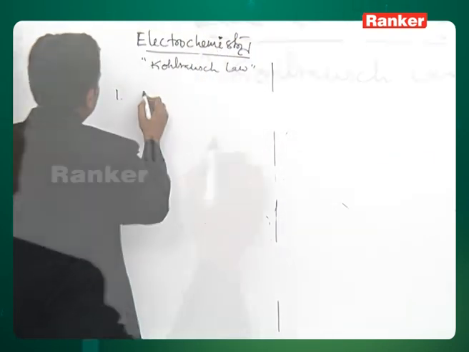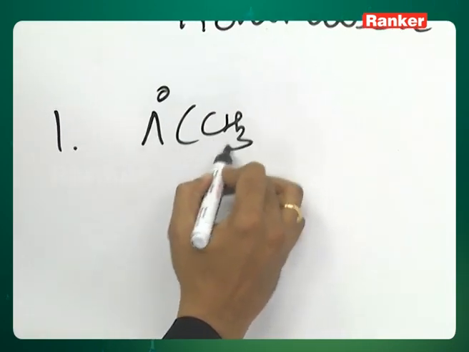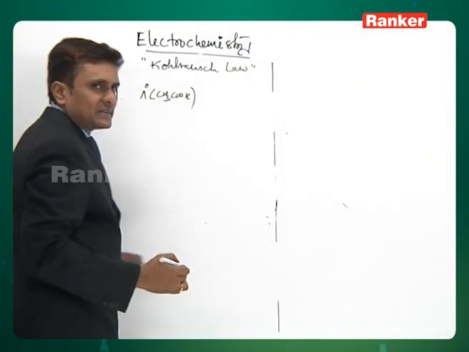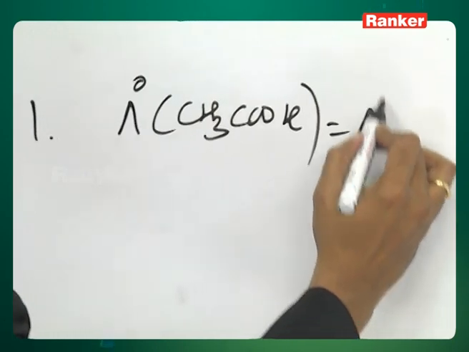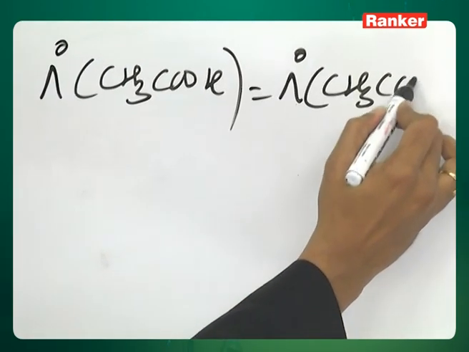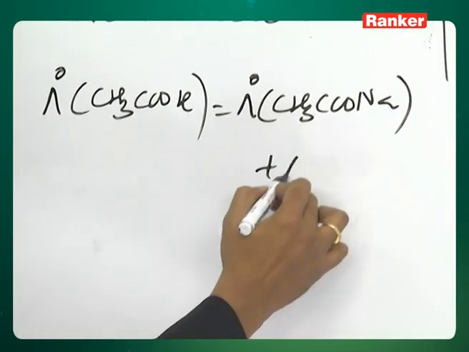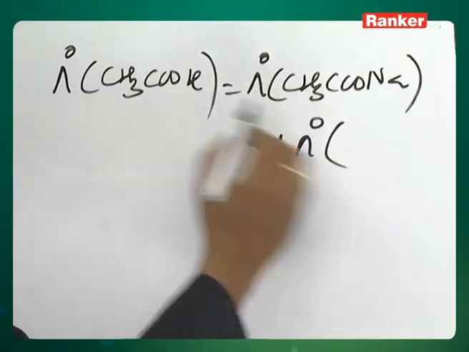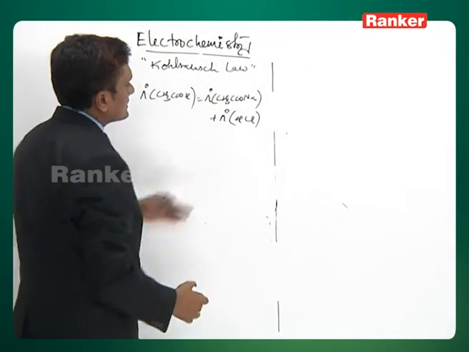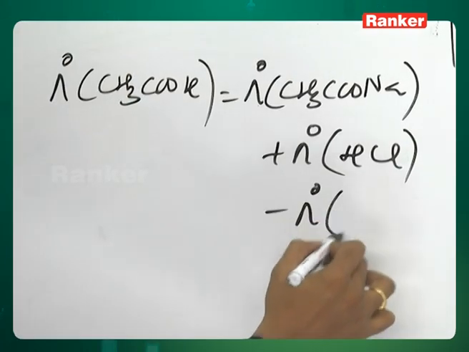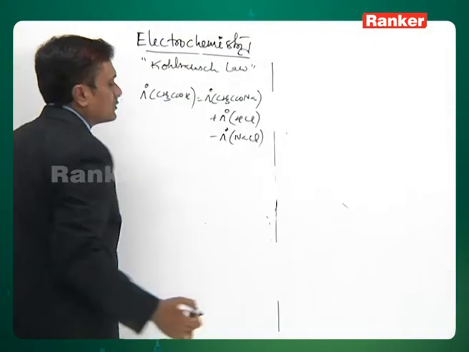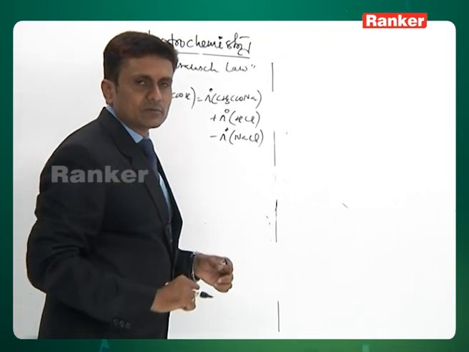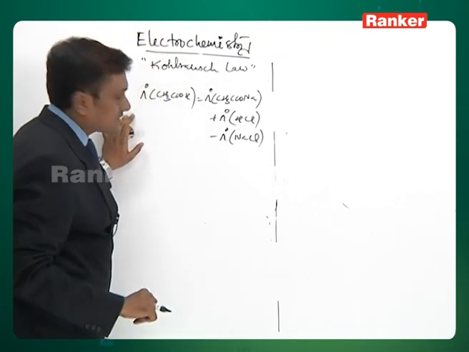For example, I have the lambda naught of acetic acid to be obtained, for which I will take the help of the strong electrolyte, for which I can do it by means of extrapolation. Then I will eliminate the unwanted term. You can see I have acetate ions here. I want H ions, for which I will take HCl, and here perhaps we will be removing the NaCl component from it to get the lambda naught of acetic acid.